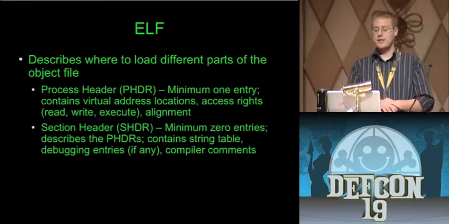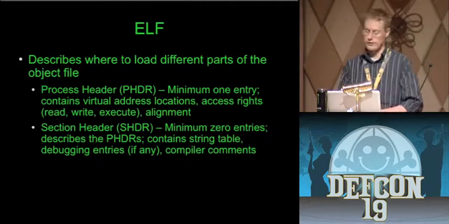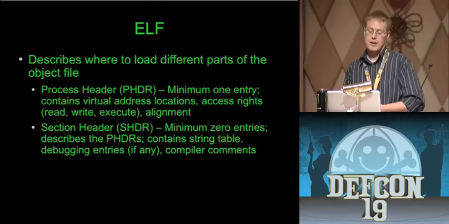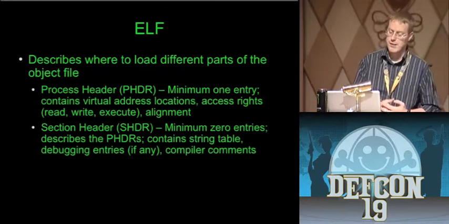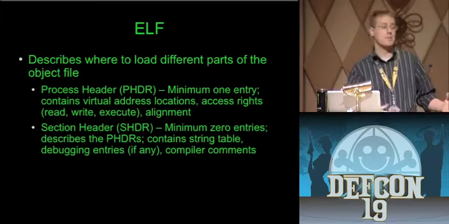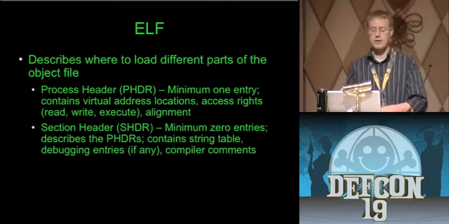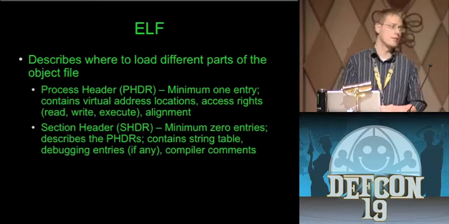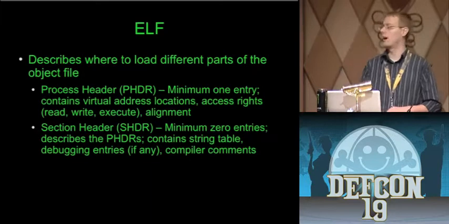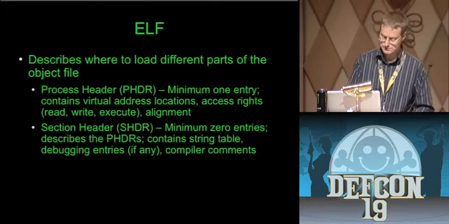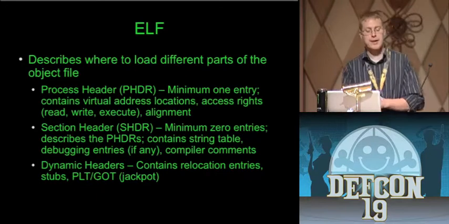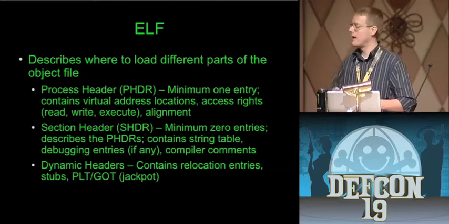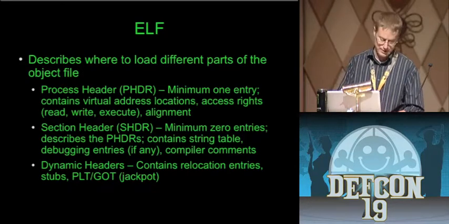You also have section headers. You don't have to have any section headers. All it does is it describes the P headers. Contains a string table and debugging entries, if any, and compiler comments. When you strip a program, you're stripping out most, if not all, of the section headers. Fun little trivia: old school viruses used to store their code in the compiler comments section header. Dynamic headers contain the relocation entries, any stubs, and the PLT GOT, and that is the jackpot. That's where we're going to be spending most of our time.